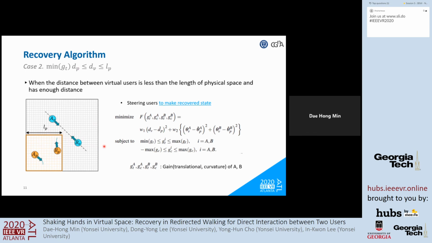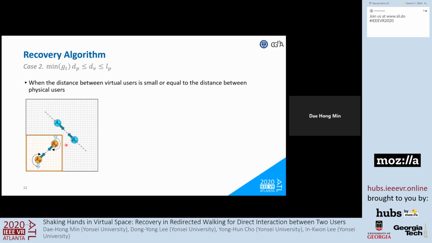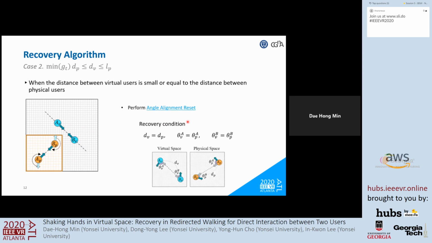Proceeding in this way, the moment comes when the distance between two users in the virtual space becomes equal to the physical space. At this moment, we use a technique called angle alignment reset. Angle alignment reset is a method that resets the user by the relative angle difference between virtual and physical space by using rotational gain. If users proceed to this moment, users can satisfy the angular condition of recovered state.